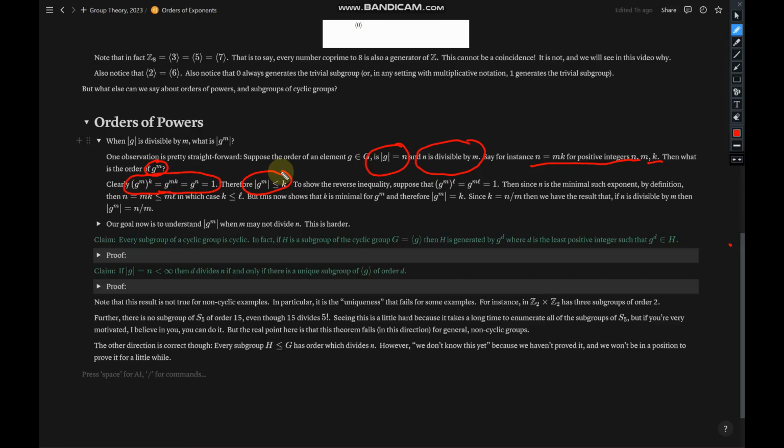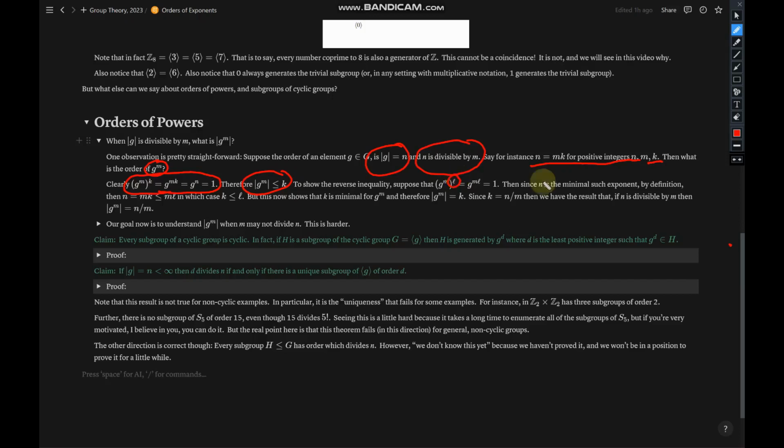To show the reverse inequality, we will consider this other number L, which clears g to the m. Recall the definition of the order of some element is the least positive integer that clears it. So what we're going to do to show that k is the order of g to the m is consider any other positive integer that clears it, and we will argue that k is less than or equal to L. So that's the strategy here.